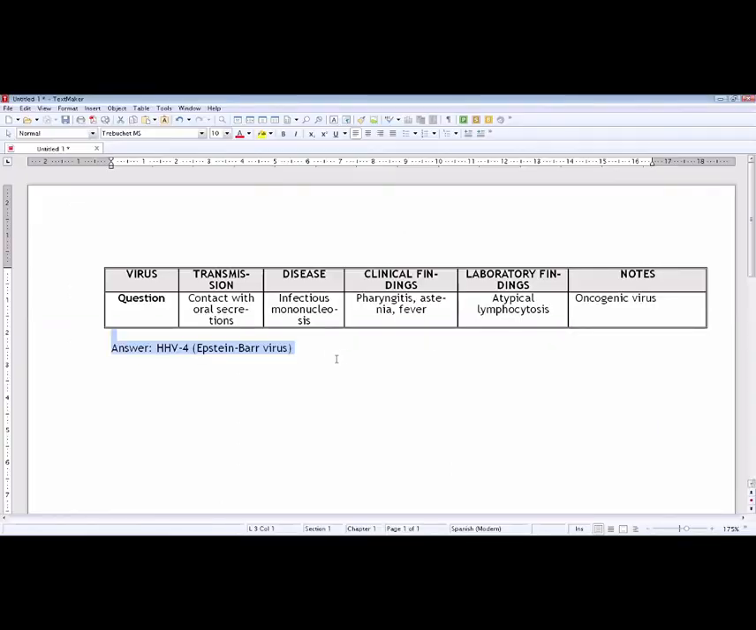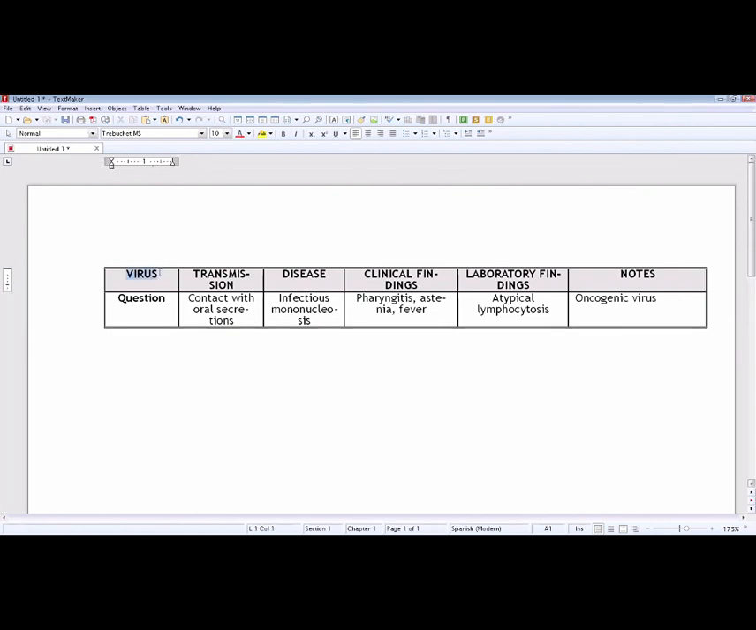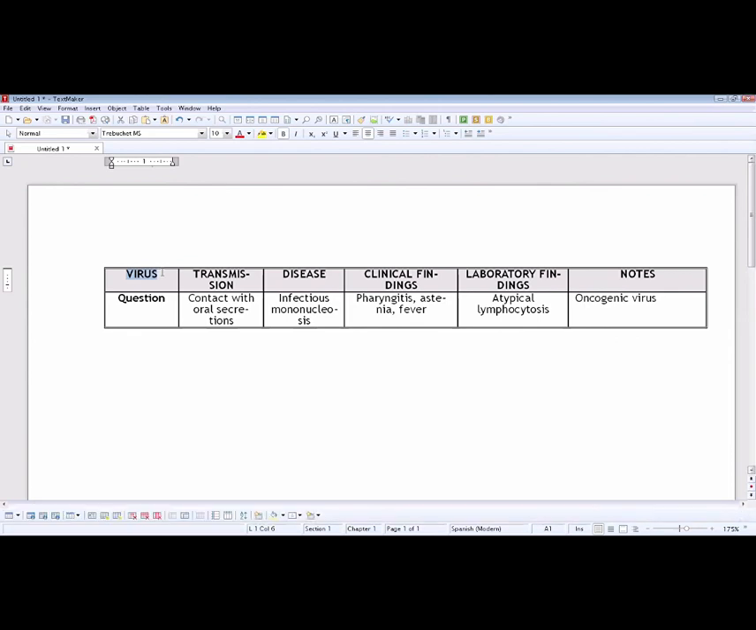This is an example, okay? This is an example with viruses. The exam is for bacteriology, not for biology. So we will give you a table like this one, with information like this: transmission, disease, clinical findings, laboratory findings, and other information, okay?